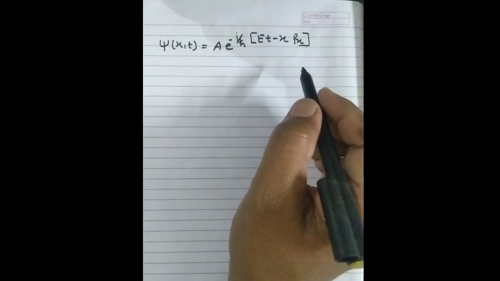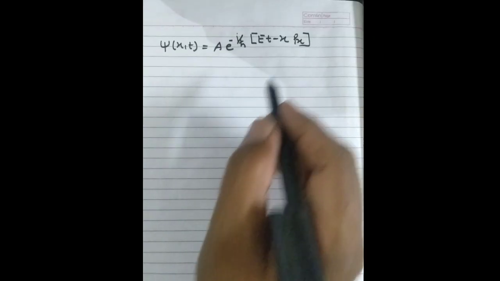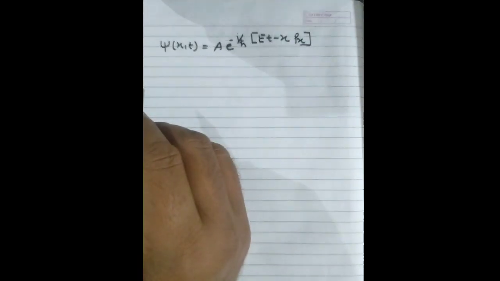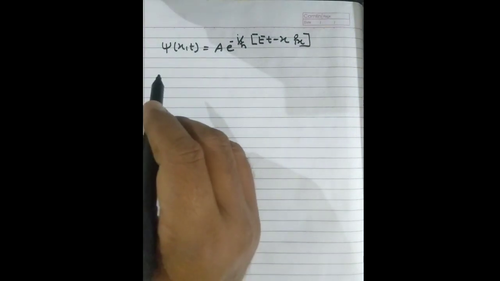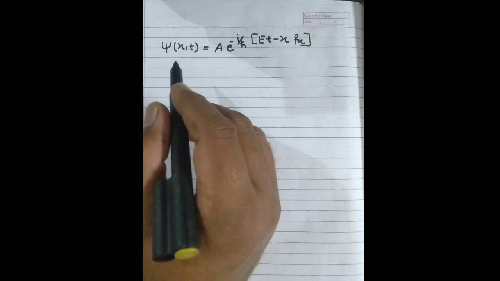Today we will discuss a mathematical derivation and the mathematical concept associated with the Schrödinger wave equation. Now suppose a wave associated with a moving material particle moving along the plus x direction.